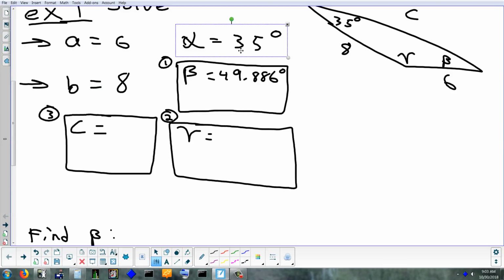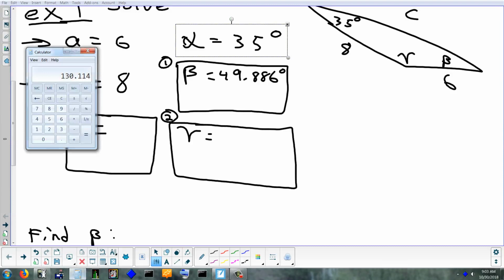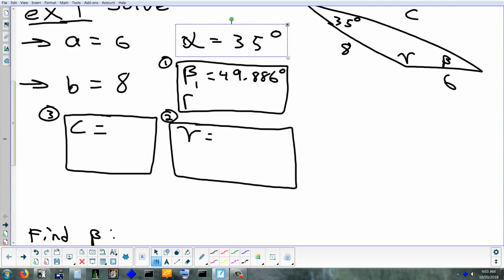Okay. Can you fit a 130 degree angle and a 35 degree angle in the same triangle? Yeah, that only adds up to 165, so the second answer does work. So I'm going to call that beta 1, and I'm going to call this one beta 2.